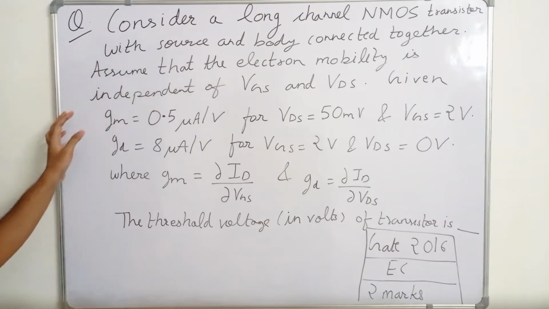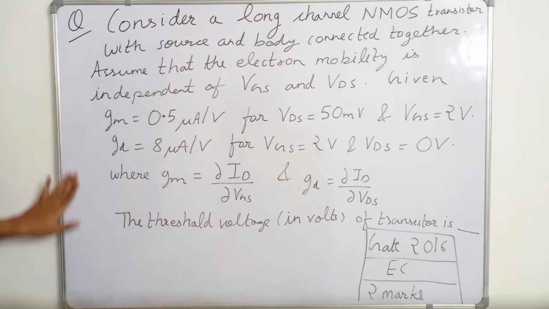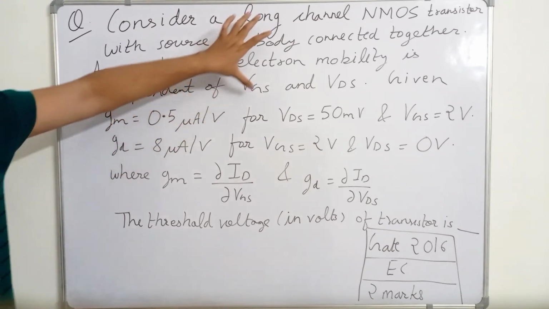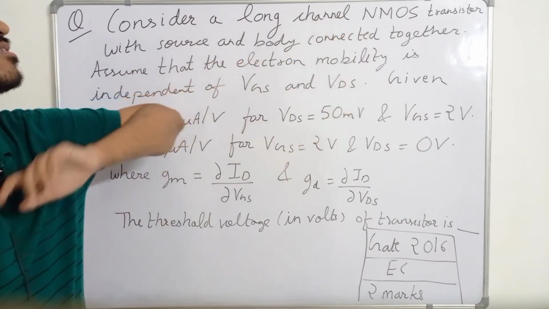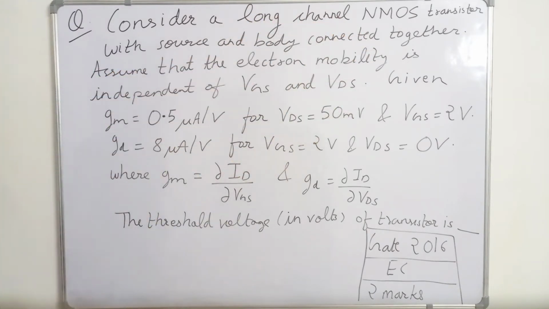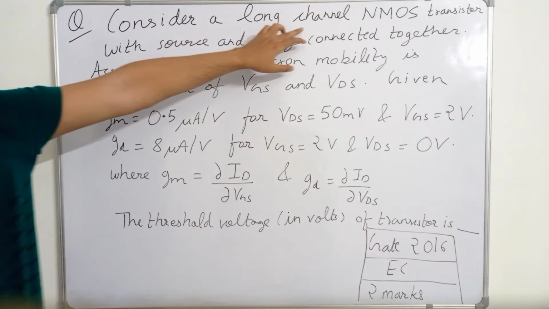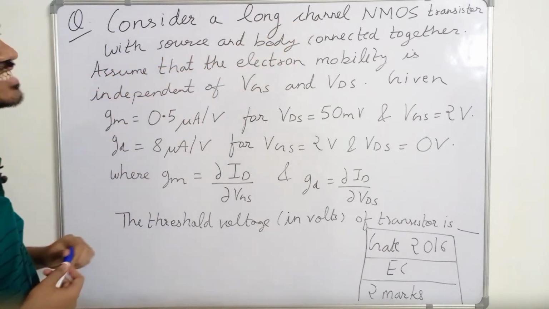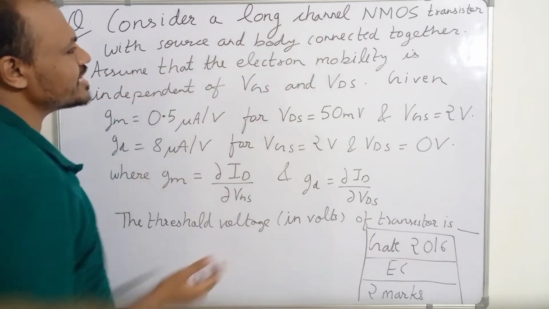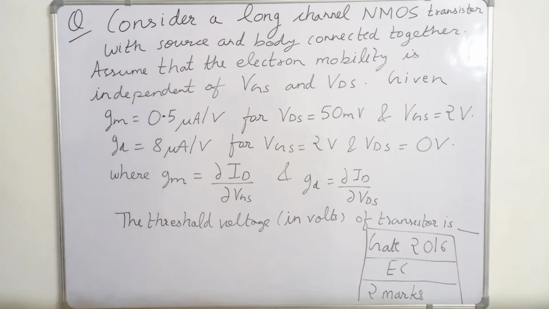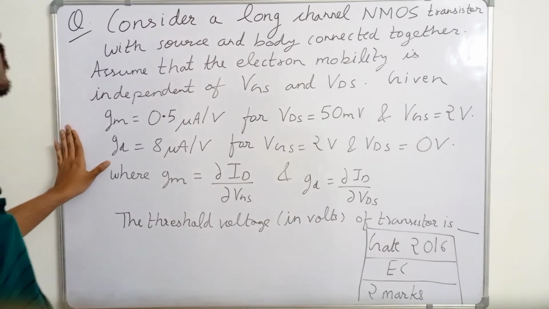Assume that the electron mobility is independent of VGS and VDS. We assume this in most discussions. These statements are only for saying that we are given a long channel NMOS transistor. Long channel means we do not have to consider the channel length modulation effect, so the CLM effect we do not have to consider.